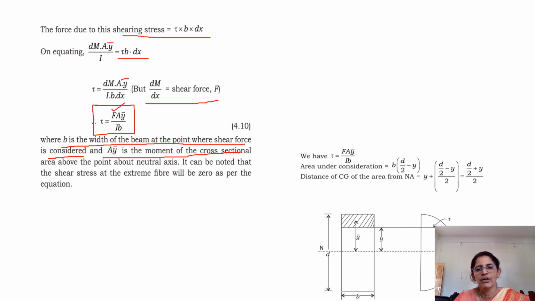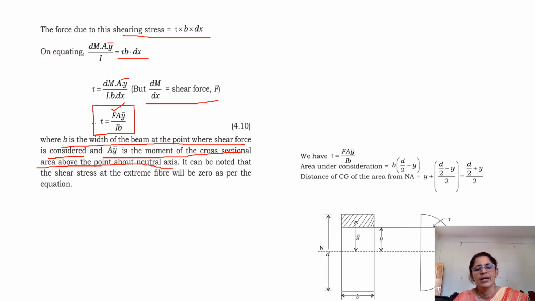AY bar is the moment of the cross-sectional area above the point under consideration about the neutral axis, right? AY bar, you can just read once again. AY bar is the moment of the cross-sectional area above the point about the neutral axis. So you have to take up the whole area above that. That is why the integral y to y1 which I have specified. What is the level under consideration? Beyond that level, you have to take the whole area and take the moment of that particular area about the neutral axis.